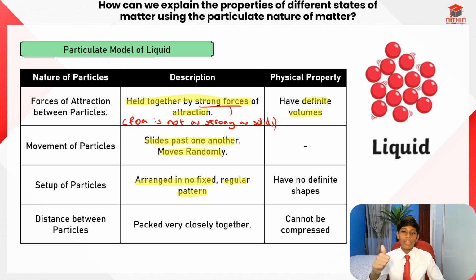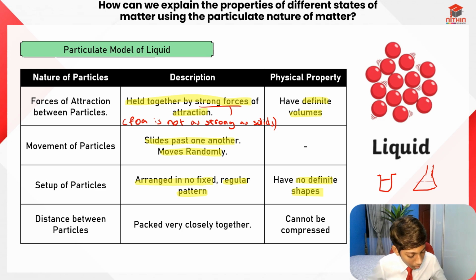They are arranged in no fixed or regular pattern, and this means that they have no definite shapes. Liquids do not have definite shapes because they take up the shape of the container they are in. So if for example I have a beaker over here and I pour water, the water is going to take the shape of the beaker. But if I have a conical flask over here, the water is going to take the shape of the conical flask. So you can see the difference.